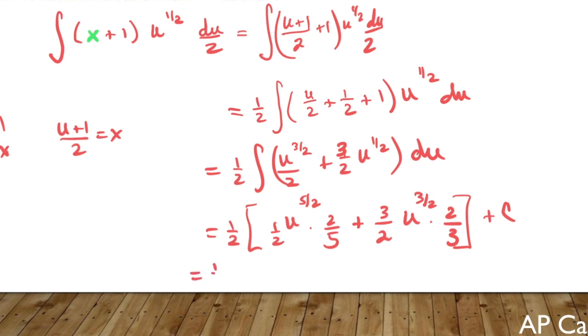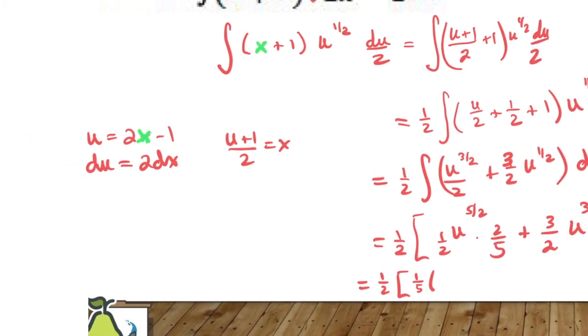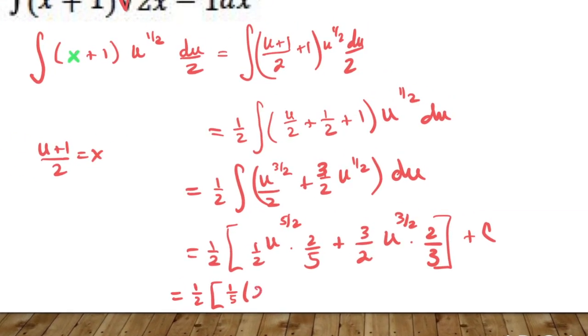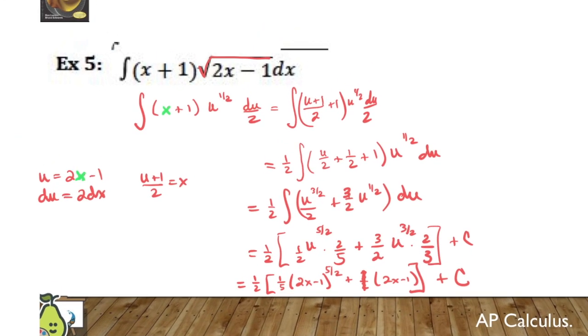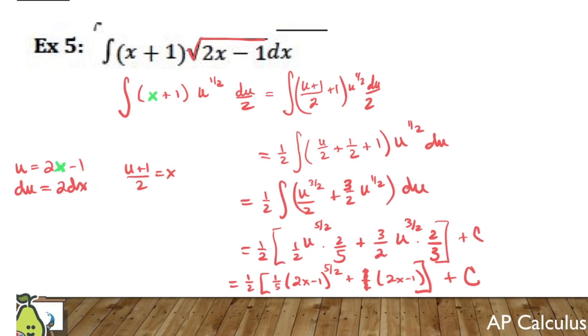Afterwards, we're going to clean it up a little bit more. 1/2 times 1/5. Remember, u gets replaced with our 2x minus 1 to the 5/2 now, plus 3/2 times your 2x minus 1. And when we multiply that by 2/3, it's actually 1. And don't forget plus c. All right, so example 5 proved to be a little bit more hardy.